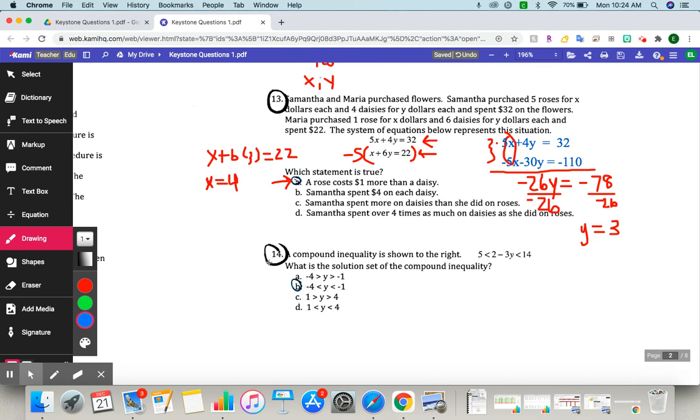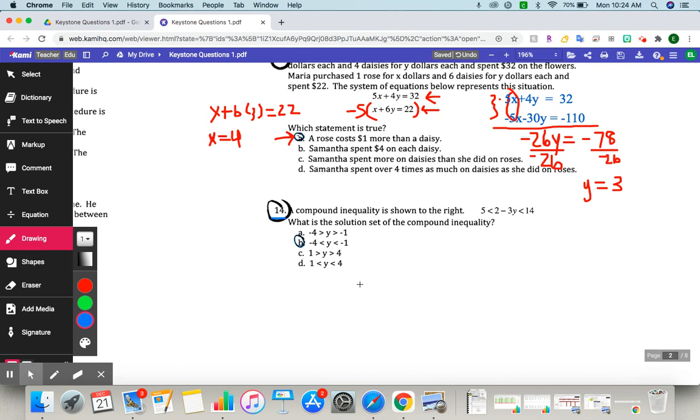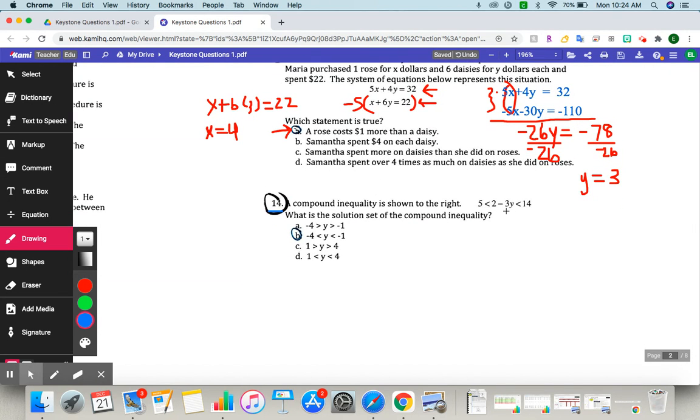In question number 14, a compound inequality is shown to the right. So we have to solve for y here. As we've said before, we treat this just like a regular equation. However, if we apply something, we must apply it to all 3 quantities. So we start by subtracting 2 from each quantity. So then we have 3 is less than -3y is less than 12. Then I would divide everything by -3.